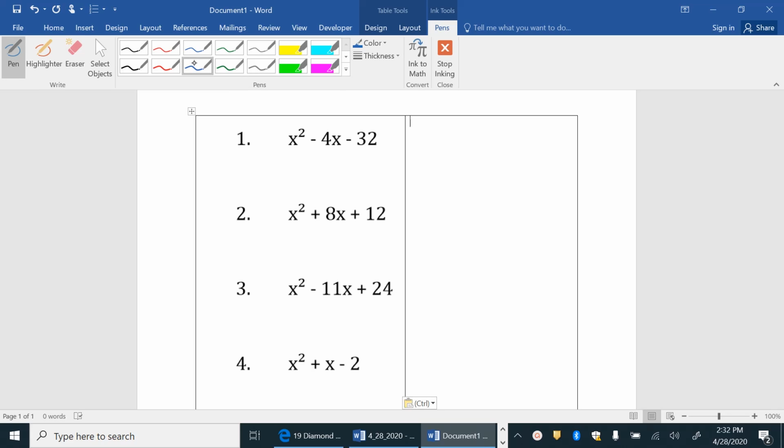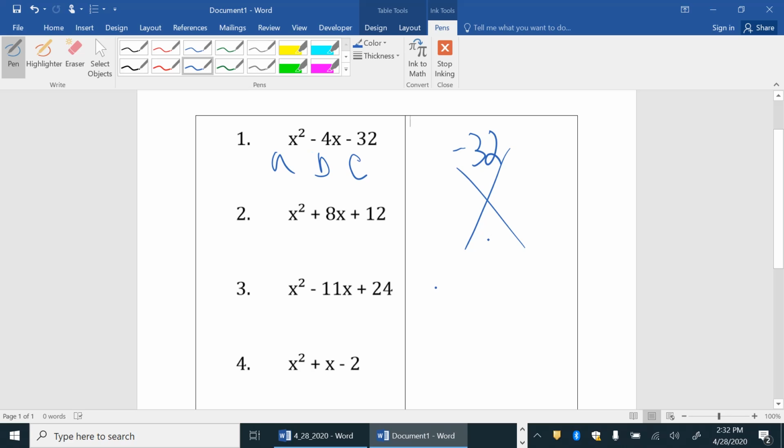x squared minus 4x minus 32, and we have to take it from standard form to factored form. So the first thing we're going to do is we're going to put negative 32, right? We put our C term. Remember A, B, C. C is the last term. And then we're going to take B and we're going to put it below. And we're going to use our diamond method.